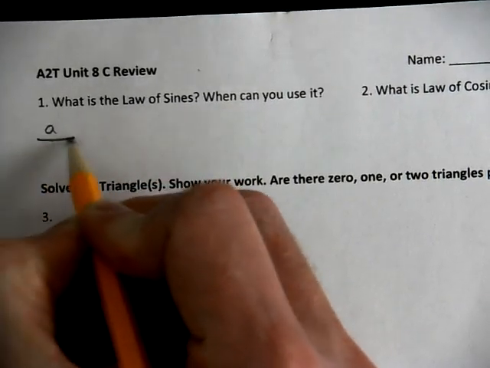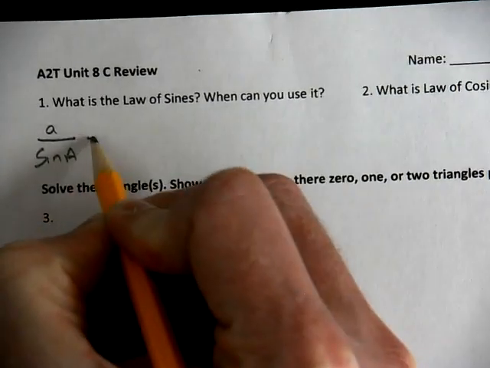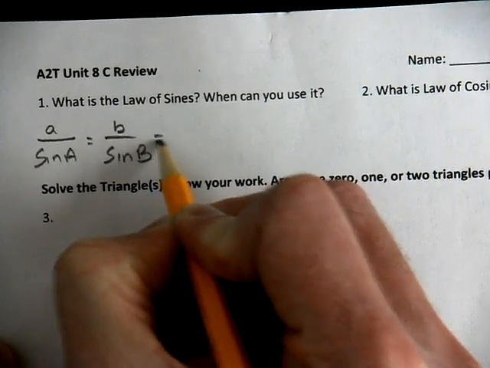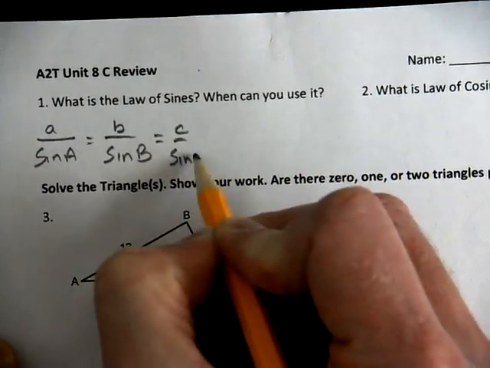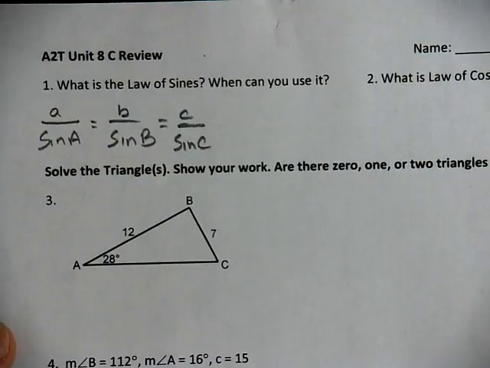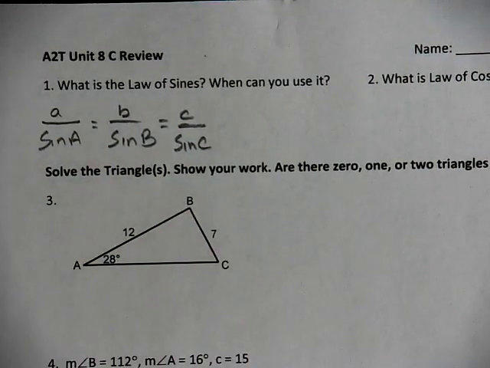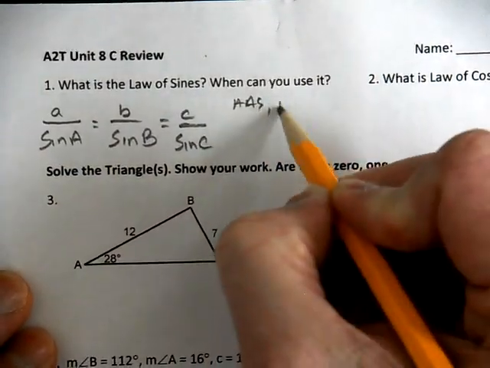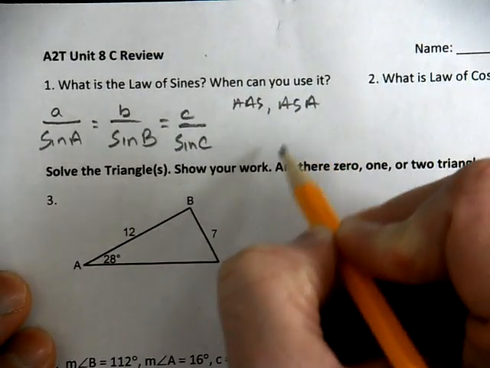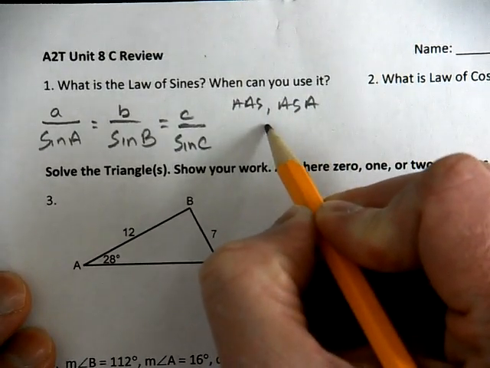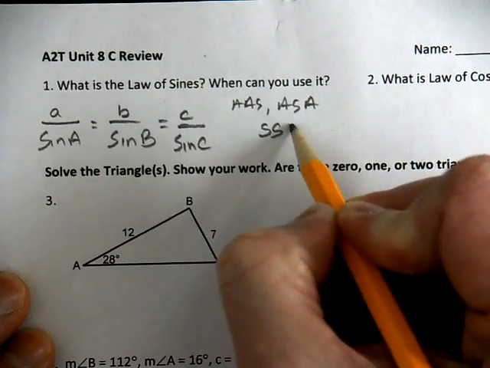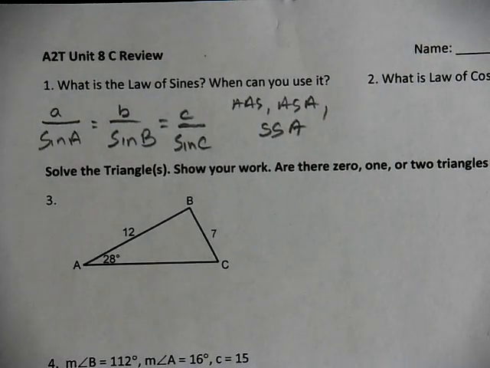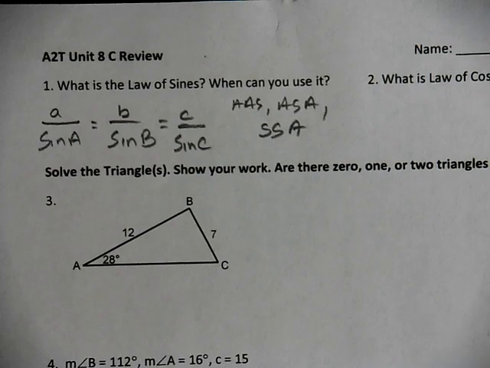Well, law of sines is a method that we can use to solve for missing sides and missing angles of a triangle. It does not have to necessarily be a right triangle. And that's our typical formula for law of sines. And we can use it for angle, angle, side, angle, and SSA, side, side, angle. Those are our main ways that we end up using law of sines.